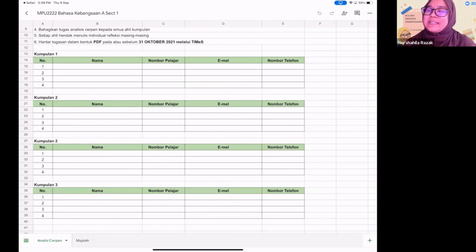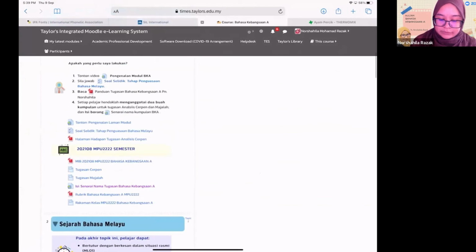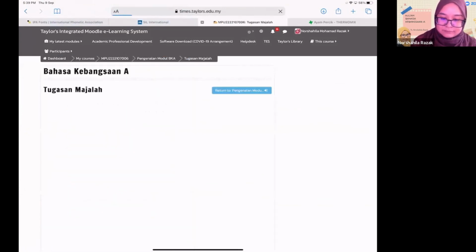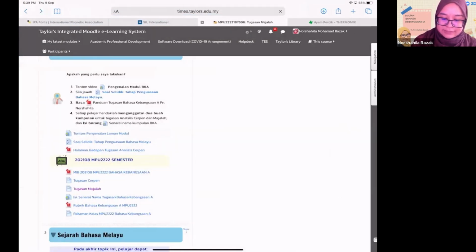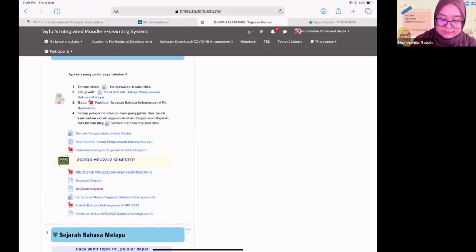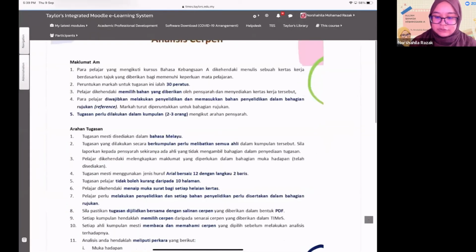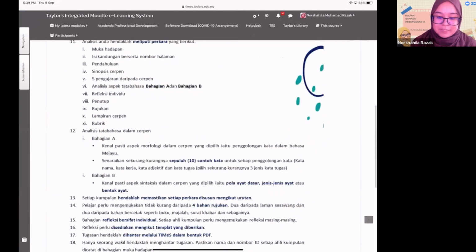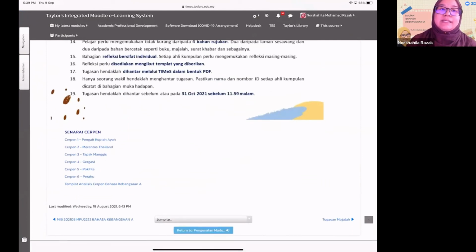But for now, I think we have 11 in my timetable. You should have 11 students. So please fill up here, and then after you fill up, please make sure you choose the cerpen that I already put up here. Where to find the cerpen? Bukan kat sini. Okay. So boleh pilih cerpen mana-mana yang dikehendaki.